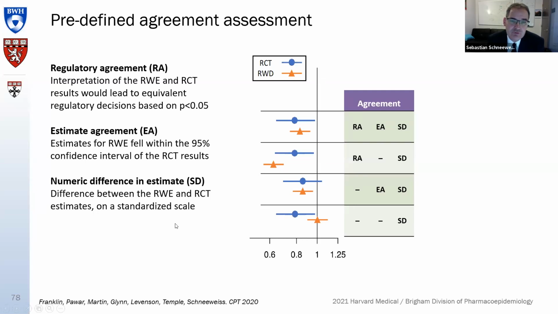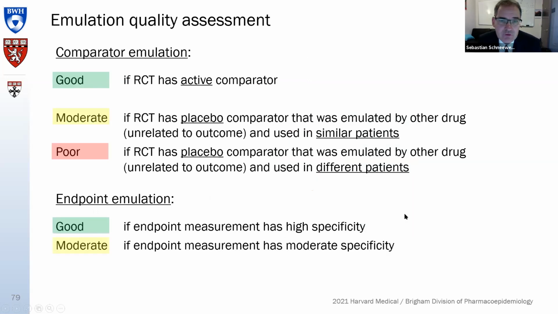And then, of course, we have the numeric difference between the estimates. We quantify this in the standardized difference, and if that is not statistically significant, then you would reach the SD criterion for standardized difference. These are 3 binary agreement statistics, and we will learn that this is not always optimal to have binary agreement statistics.